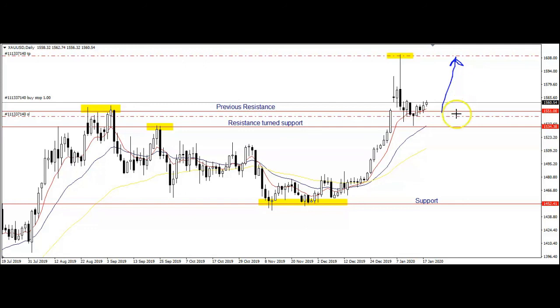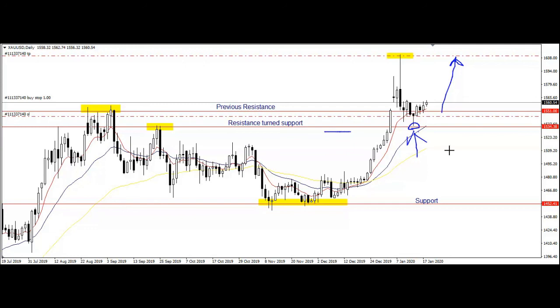Just to recap, we have a beautiful looking bullish reverse pin bar form just here at an event area of the chart, being significant support, resistance turned support via this bullish pin bar. It's also formed within the trade action zone, rejected by the EMAs. It's in line with the short-term uptrend. So all the confluent factors are there to support going long on gold.